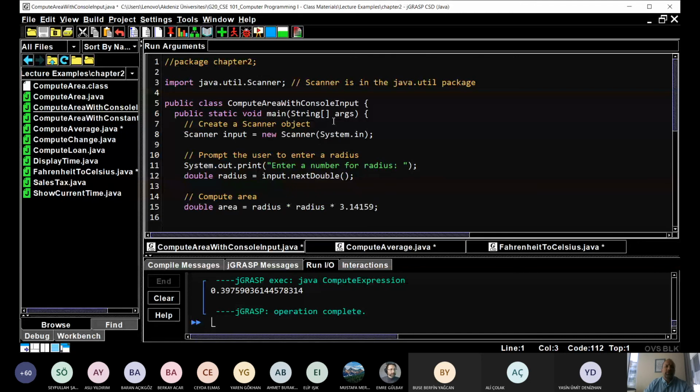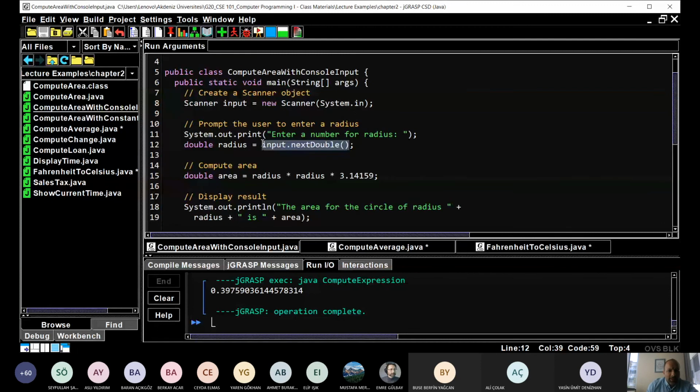We want to compute the area of a circle, but instead of hard coding a value for the radius, we want to get that information from the user. So instead of hard coding the radius value here, like 20, we can create this Scanner object, and again we can call it whatever we want. Input is as good a word as any. We say, create a Scanner object and use the system input to give the value.